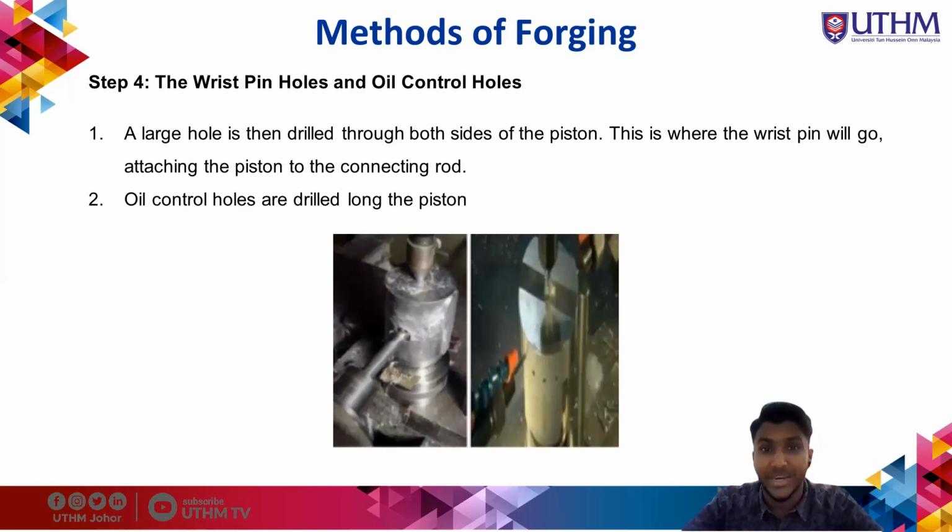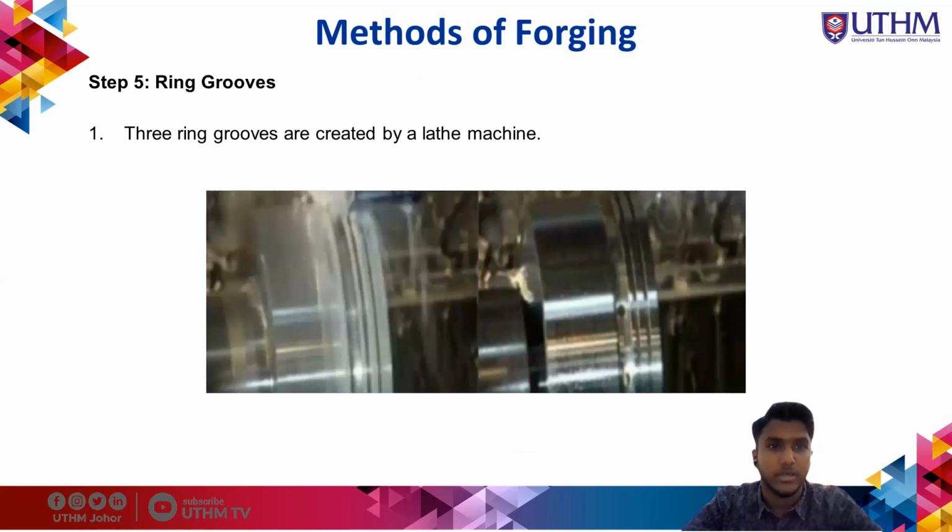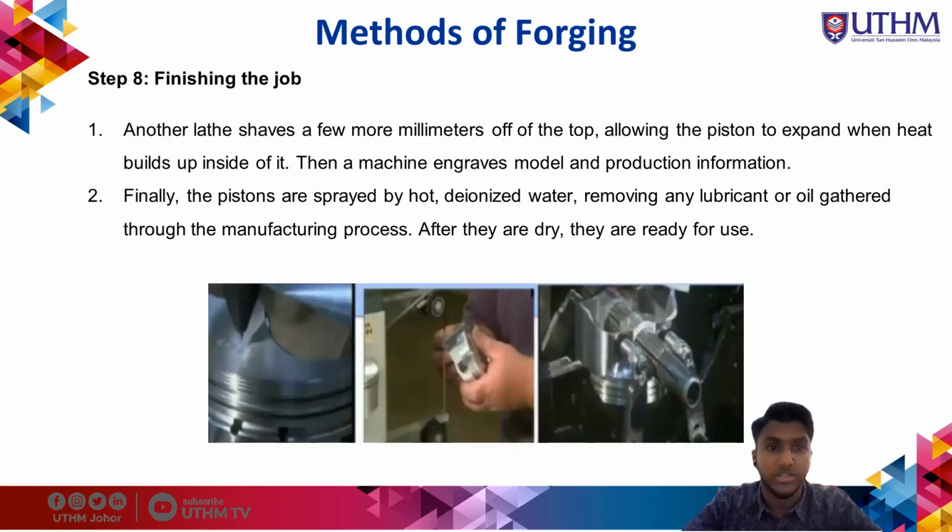A large hole will be drilled through both sides of the piston, and oil control holes are drilled along the piston. Next, the ring grooves. Three ring grooves are created by a lathe machine. The last step is the finishing job. The lathe shaves off a few millimeters of the top, allowing the piston to expand when heat builds inside it. Then a machine engraves a model or production information such as the company name or the production code number, so it is easy to refer to in the future.